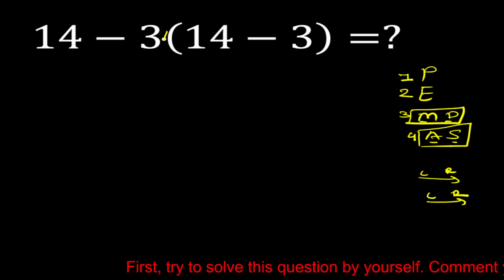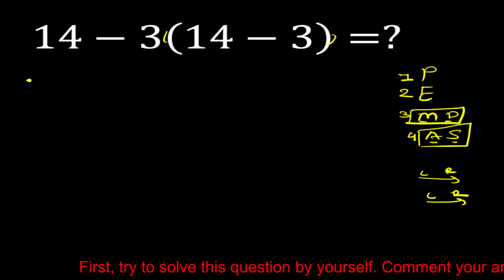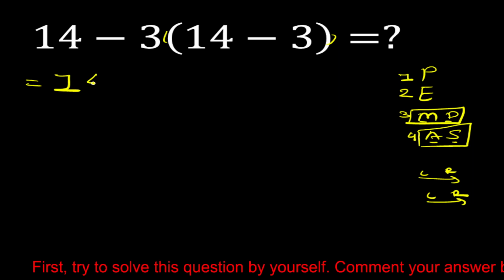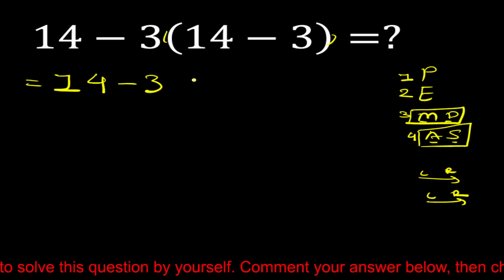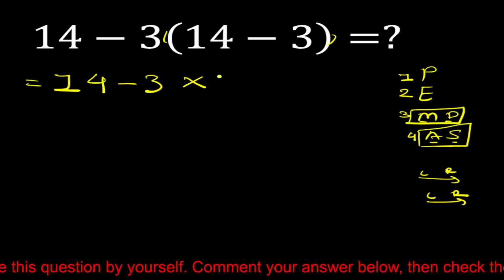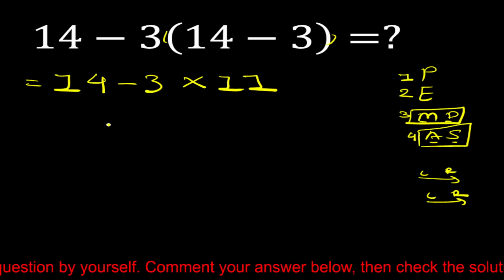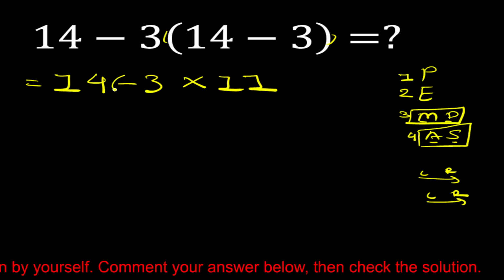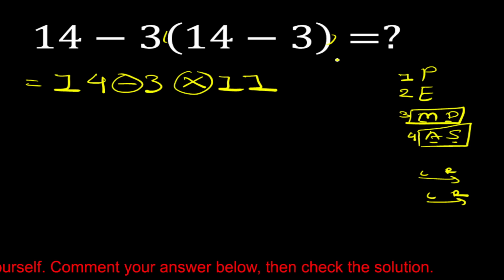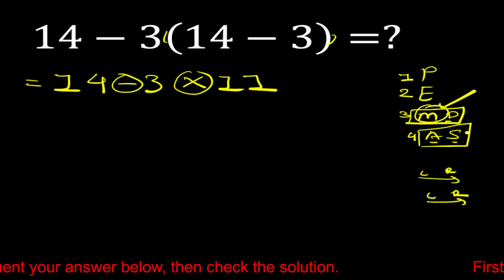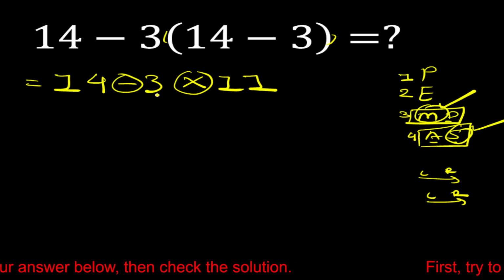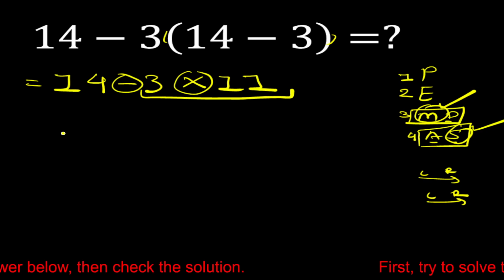Okay, so first we have to solve this parenthesis is equal to 14 minus 3. Now solve this parenthesis. 14 minus 3 is equal to 11. So multiply 11. Now here is subtraction and here is multiplication. But according to PEMDAS rule, we have to solve multiplication first, then we have to solve subtraction. Okay, so first we have to solve this part.